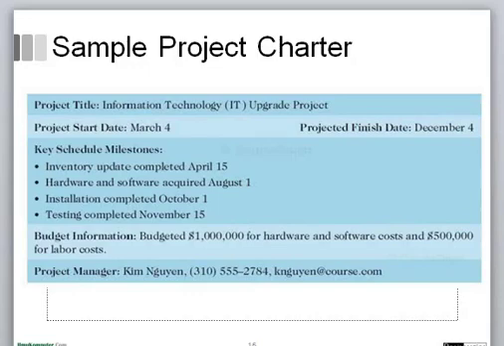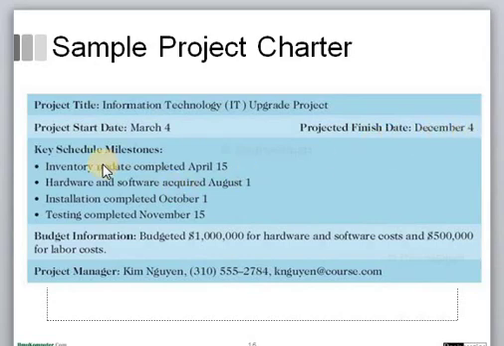So now we will see a sample project charter, and the sample project charter will contain the title of the project, which is called the Information Technology Upgrade Project. The project start date will be March 4 and the project finish date will be December 4.